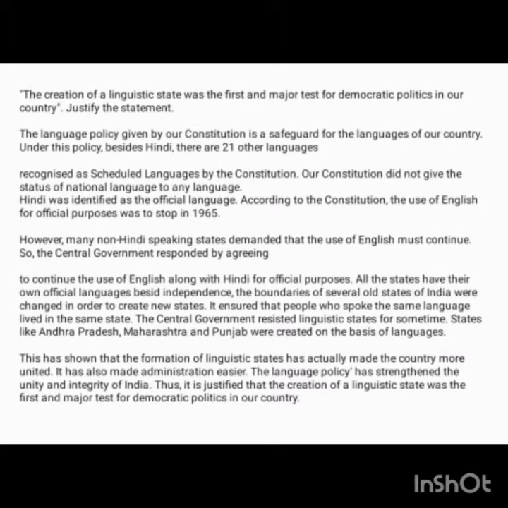So the conclusion that can be reached after discussing this question is that the language policy has strengthened the unity and integrity of the nation, and thus it is justified that the creation of linguistic states was the first and major test for democratic politics in our country. Okay, next.